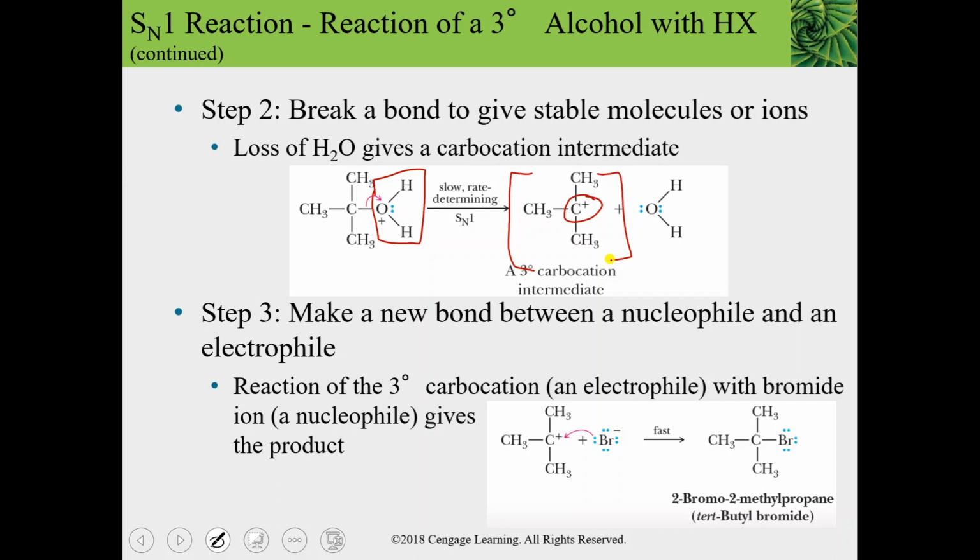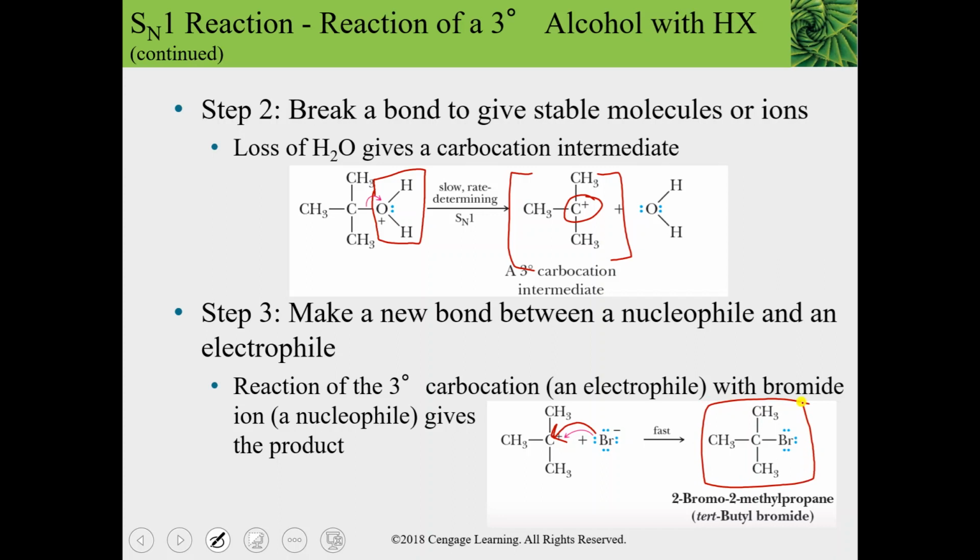Third step. Now we've got to form the new bond between the nucleophile and the electrophile. This is where the bromine comes back into the picture. The bromine is our nucleophile. Our carbocation is our electrophile. And the bromine is going to come in. It's going to attack that carbocation and form this new product.